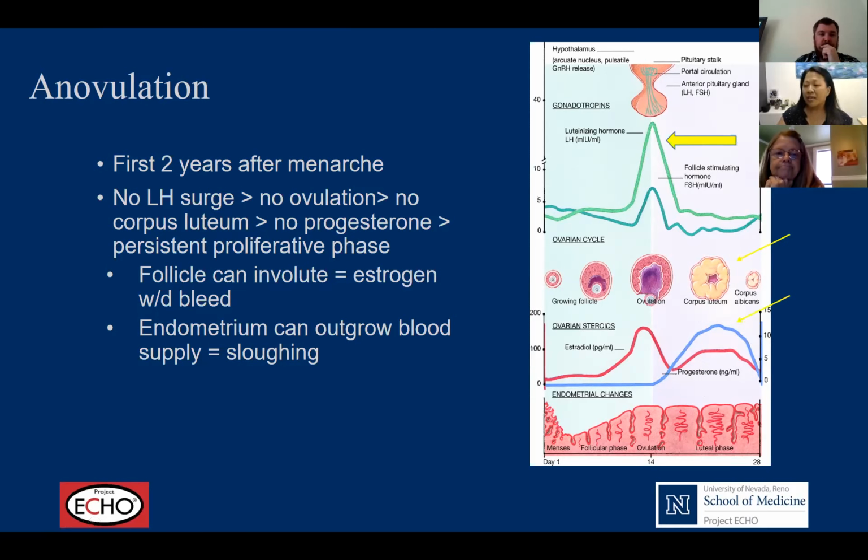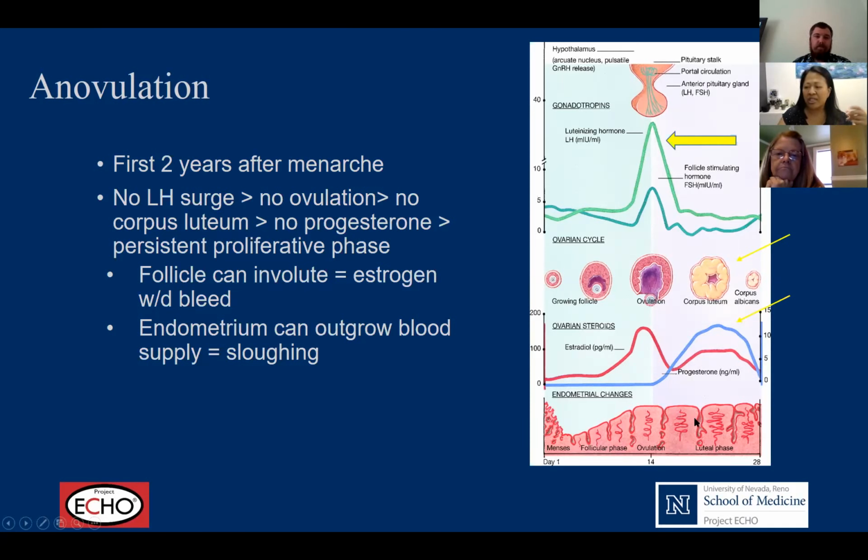So instead, when you don't ovulate, all you have is estrogen, and the endometrial lining is being influenced by estrogen to just grow. All right. Then you go one of two pathways. Either the follicle involutes, and then estrogen drops, and you have a withdrawal bleed because of that, or you don't get that, and it's just estrogen all the time.